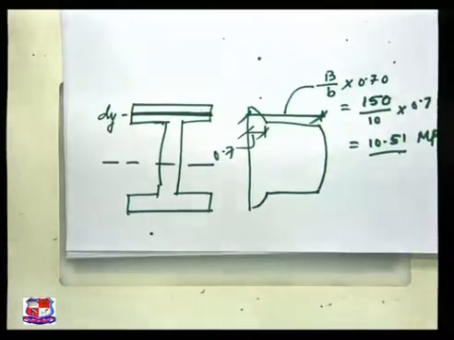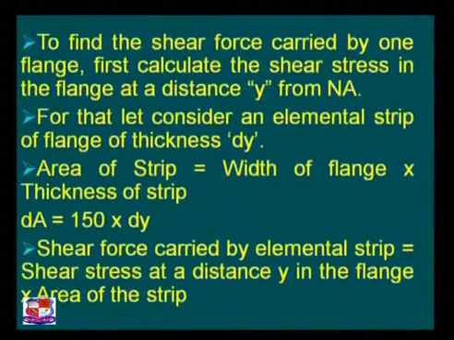So now let us go ahead. For that, area of strip is equal to width of a flange multiplied by the thickness of strip. Now width of flange, as we know, is 150, thickness of strip is dy. So shear force carried by elemental strip is equal to shear stress at a distance y in the flange multiplied by the area of strip.